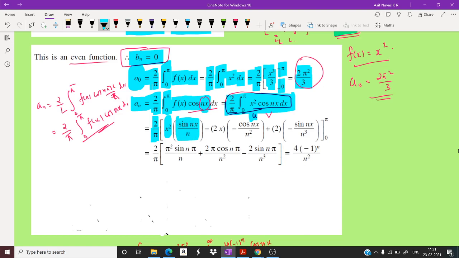Sin nx by n. That is u. Here we get u v1 minus, so I will write the integral uv dx is equal to u v1 minus u dash v2 plus u double dash v3 etc.